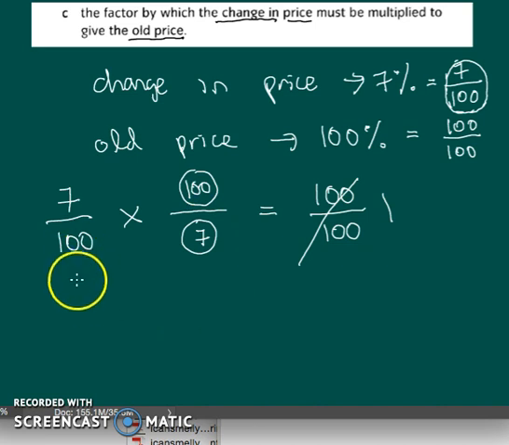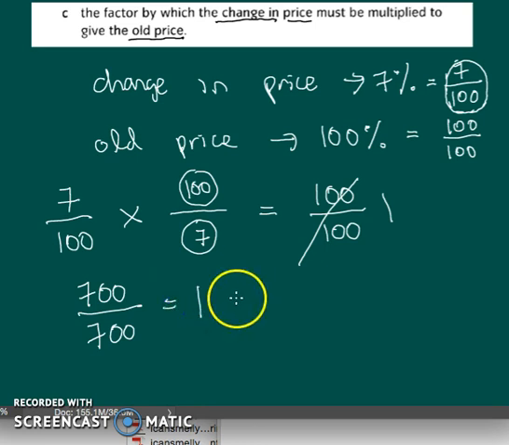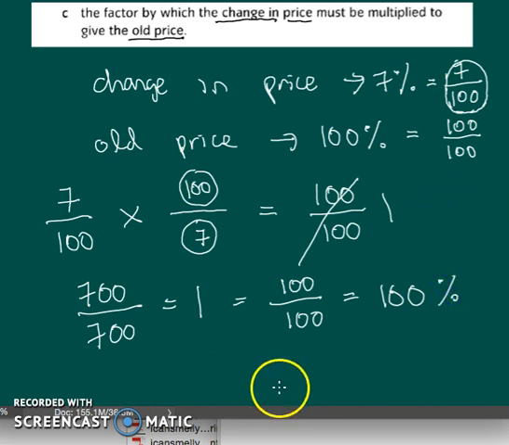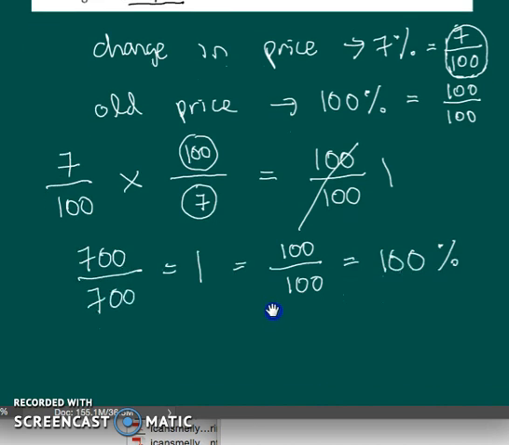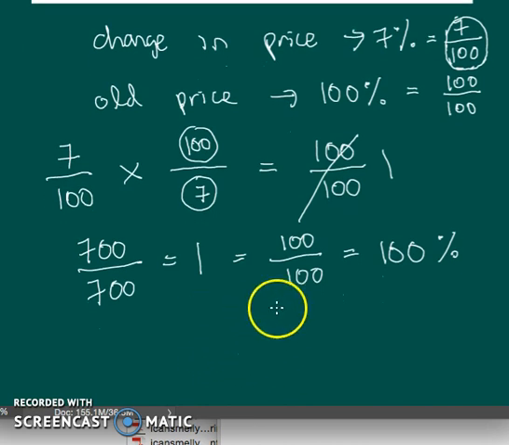And let's work this out to make sure it makes sense. So let's multiply out these two fractions. 7 times 100 in the numerator is 700. 100 times 7 in the denominator is once again 700. That is equal to 1, which is equal to 100 over 100. And that brings us back to 100%. So we are correct. The factor that we have to multiply 7 over 100 by in order to get back to 100% is 100 over 7.